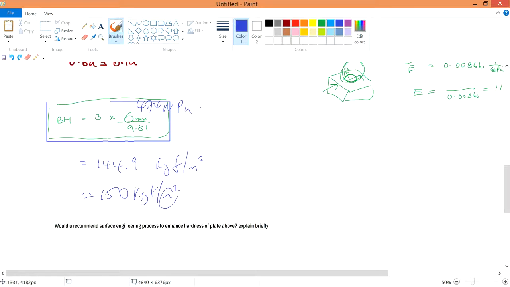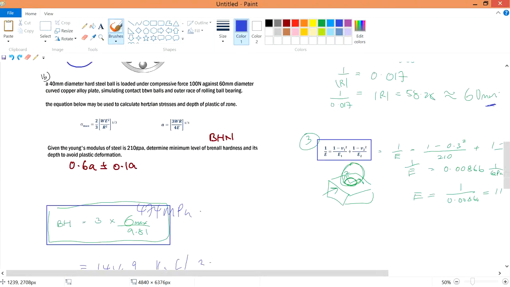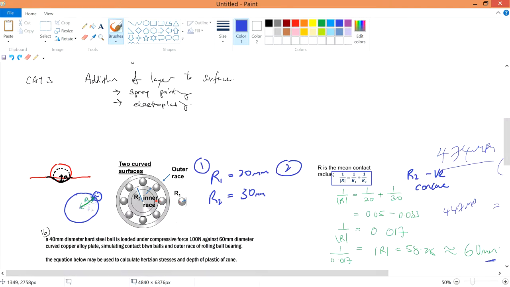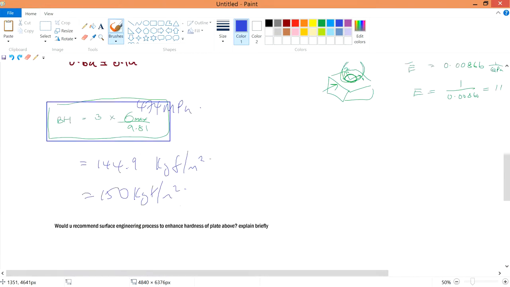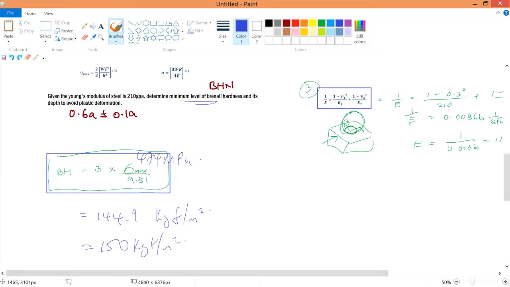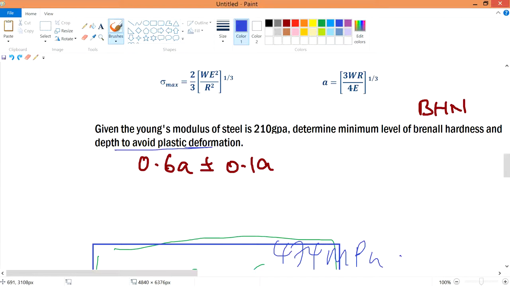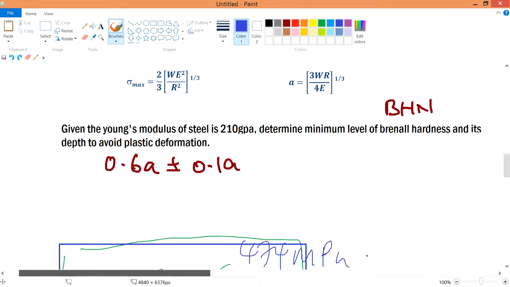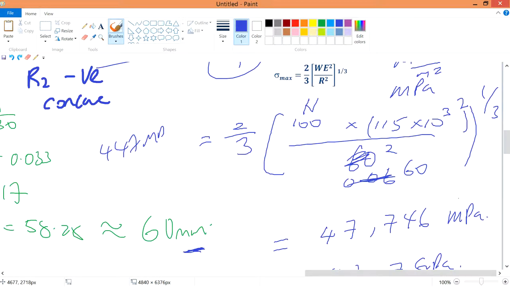And please take note that it's in terms of meter, so there's a certain discrepancy in the value, so I need to check and double confirm. Alright, so this is how you find your minimum level of Brinell hardness. Hopefully you know already. So next, we haven't finished yet. We have to find our depth to avoid the plastic deformations. So you need to find your A value. Before that, let's return back to this part.